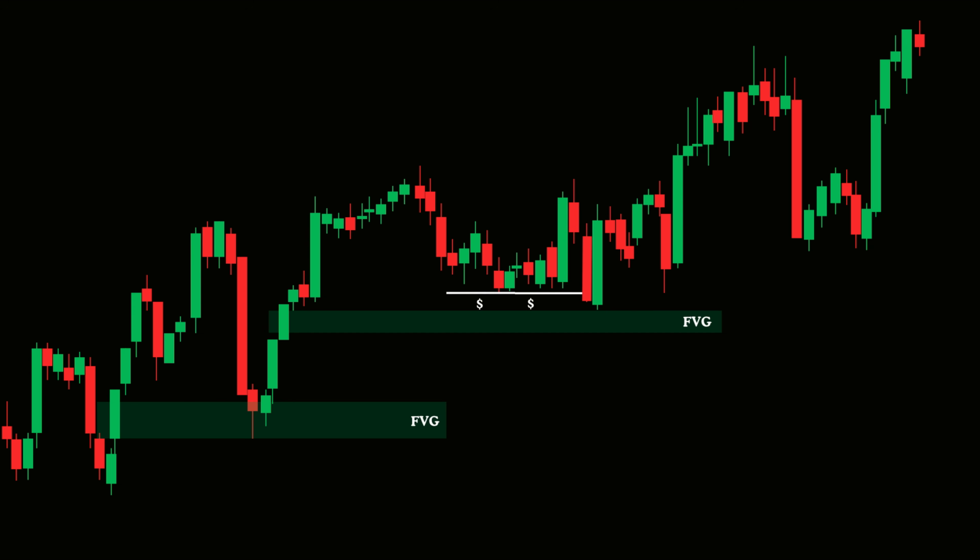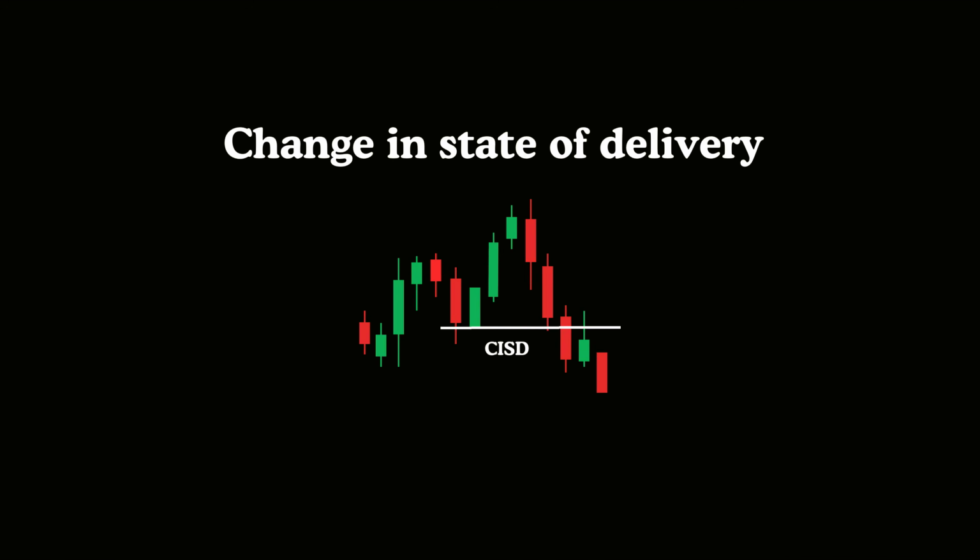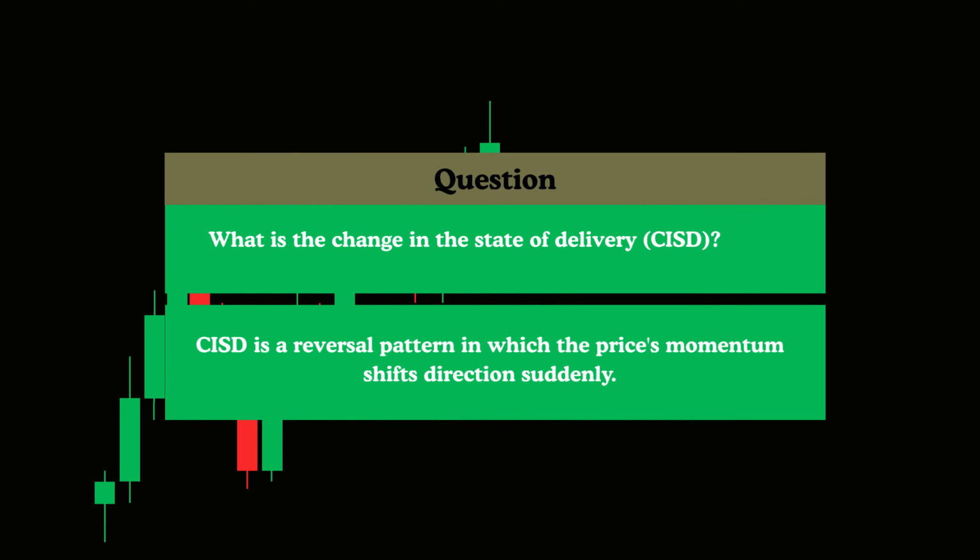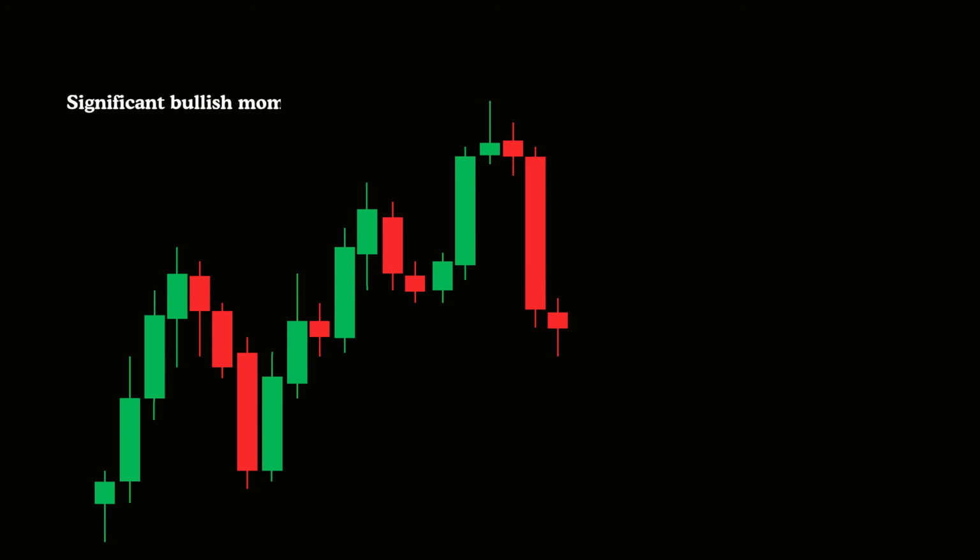with the prevailing trend. Now, let's move on to another key idea: change in state of delivery, also known as CISD. So, what exactly is a change in state of delivery, CISD? CISD is a type of reversal pattern where price momentum shifts sharply in the opposite direction, hinting at a possible market reversal. Take this example.